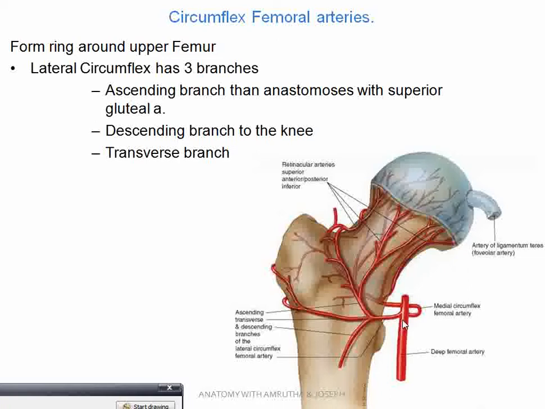Lateral circumflex femoral artery in turn has got 3 branches. Ascending branch that anastomoses with superior gluteal artery. Superior gluteal artery is a branch of internal iliac artery. Descending branch to the knee. Transverse branch.